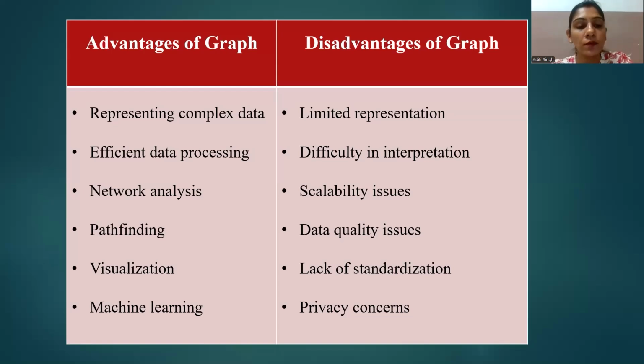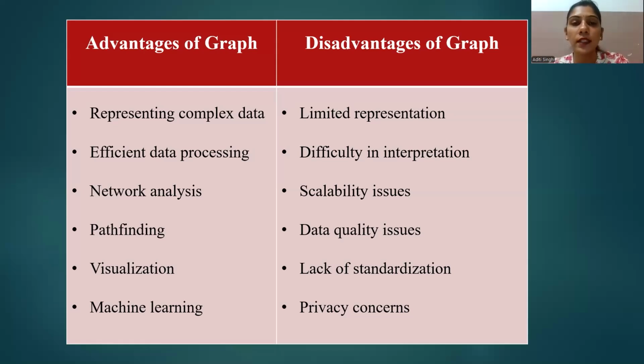Last point is machine learning. Graphs can be used in machine learning also, where the model captures complex relationships between the variables, independent variables and dependent variables. So such types of recommendation systems or fraud detection can be reduced. So these are the points of advantages of graph.